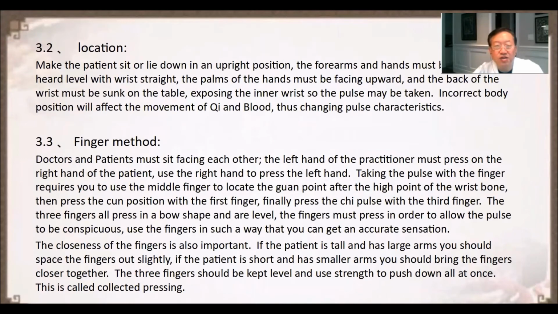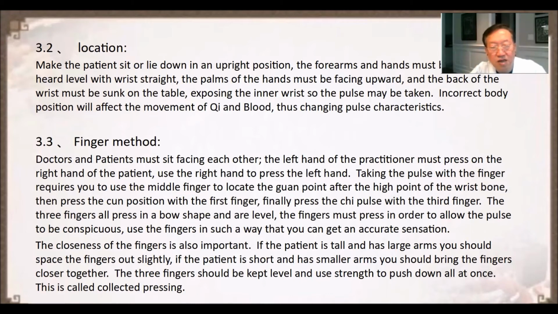Location. Make the patient sit or lie down in an upright position. The forearms and hands must be placed at heart level with the wrist straight. The palms of the hand must be facing upward and the back of the wrist must be sunk on the table, exposing the inner wrist so the pulse may be taken. Incorrect body position will affect the movement of qi and blood, thus changing pulse characteristics.